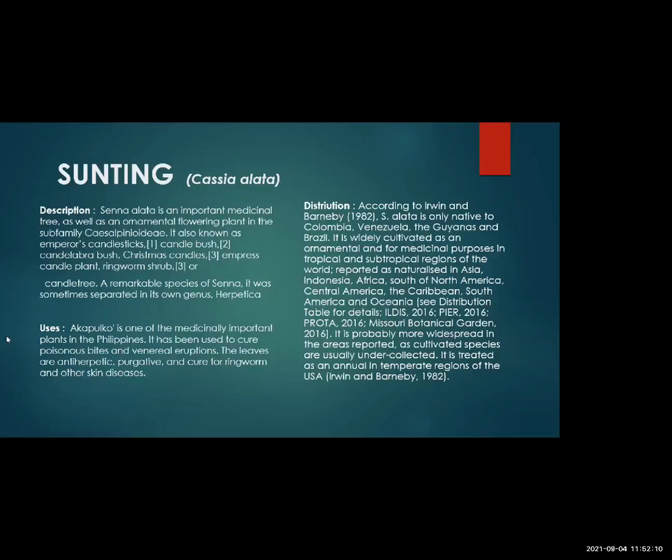Candle tree are remarkable species of Senna. It was sometimes separated into its own genus, Herpetica.